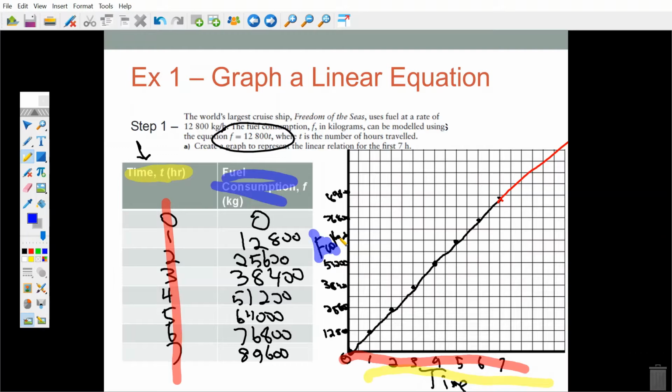I labeled it fuel. The graph goes up by 12,800 every time. So I made my graph go up by 12,800, and I spaced those out every 2 spots as well, just to give ourselves a little bit more room. So that's here and here. The last thing I did is I just put the dots down. 0 and 0 was a dot, 1 and 12,800, 2 and 25,600, and all the way up. Because it's a linear equation, it's going to make a straight line. So I connected my dots and I'm done.